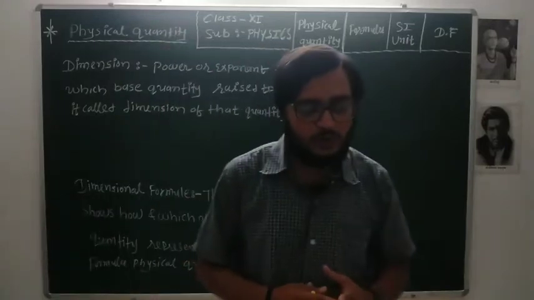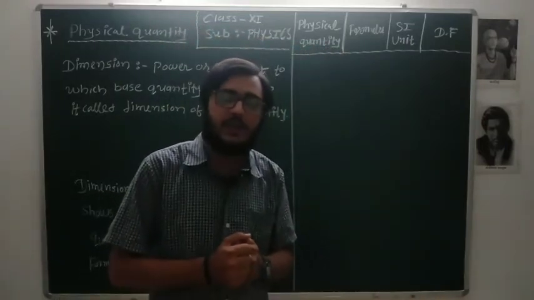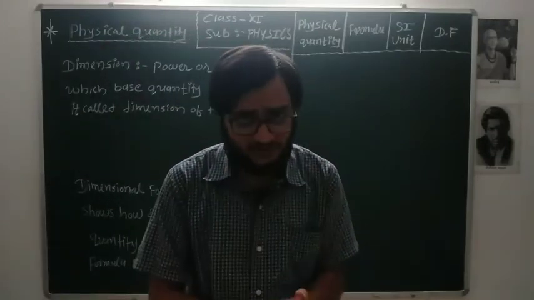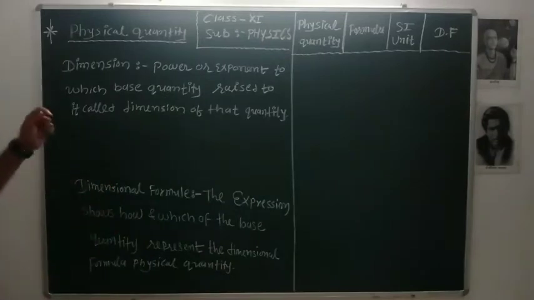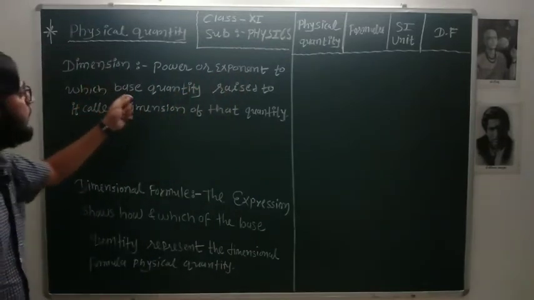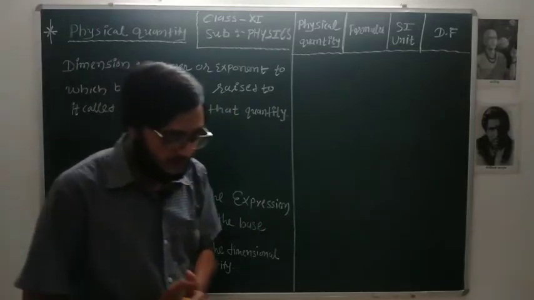Now students, we define the dimensions of different physical quantities. But first of all we need to know what a dimension is. Dimension is the power or the exponent to which the base quantity is raised, and it is called the dimension of the quantity.